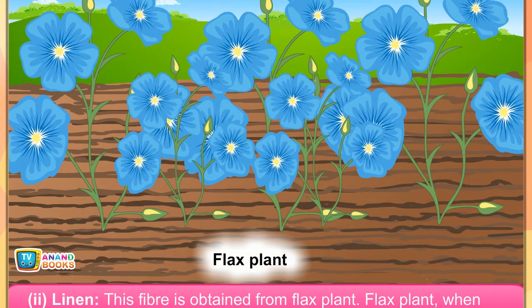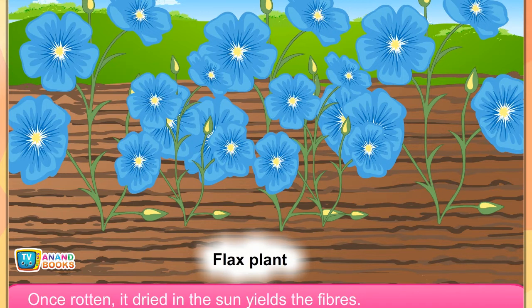Number 2. Linen. This fiber is obtained from the flax plant. The flax plant, when matured, is uprooted and allowed to rot in water-filled ditches. Once rotted, it is dried in the sun, which yields the fiber.